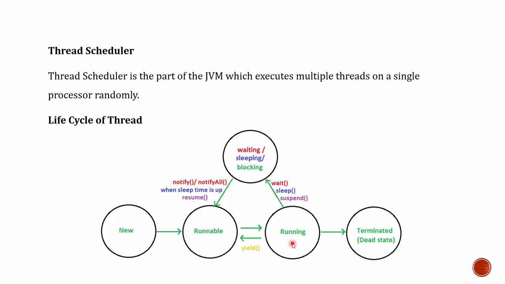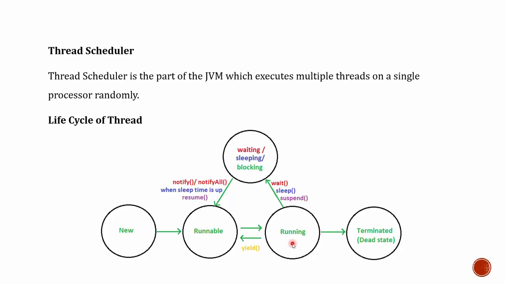So what running will do is that when a scheduler picks a thread from the runnable pool, it enters into a running state. So the thread executes its task. That is the run method. We have a method called run, and inside that we write a task so that it will run.